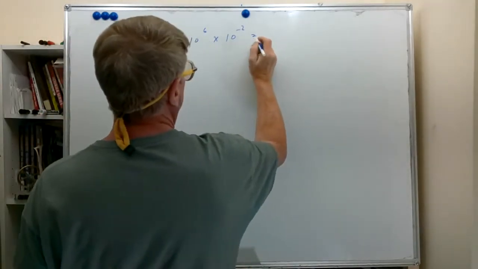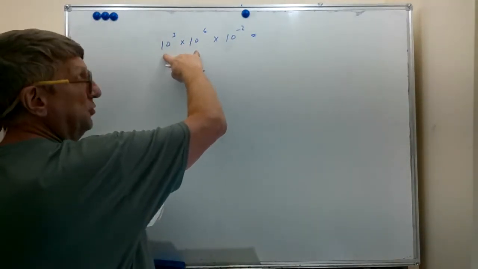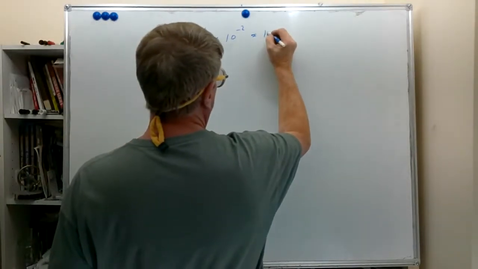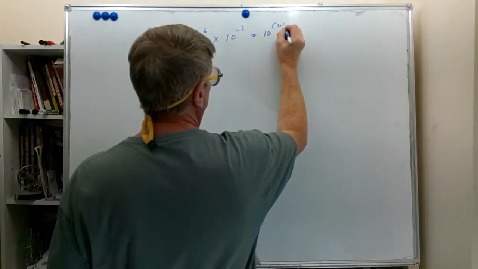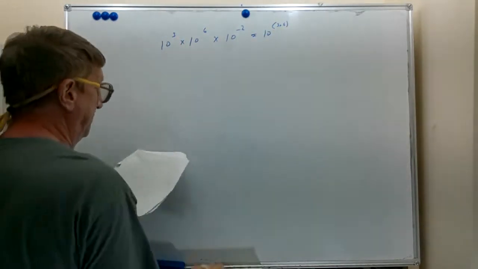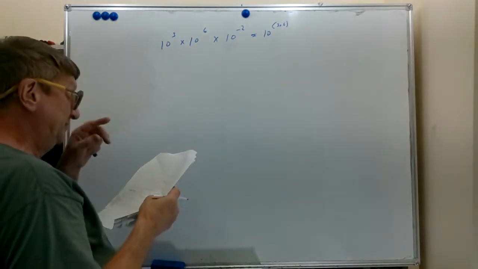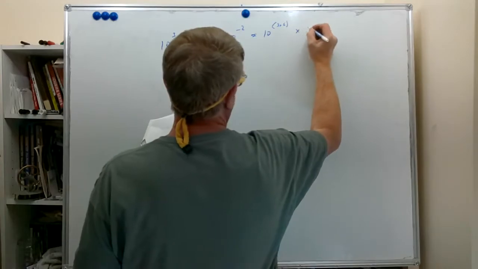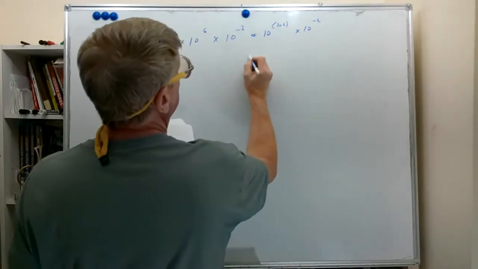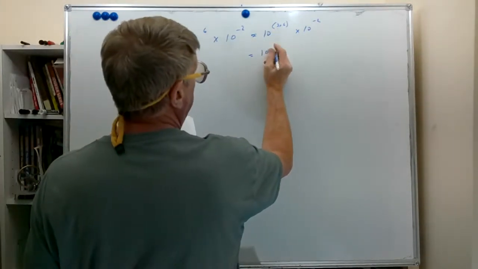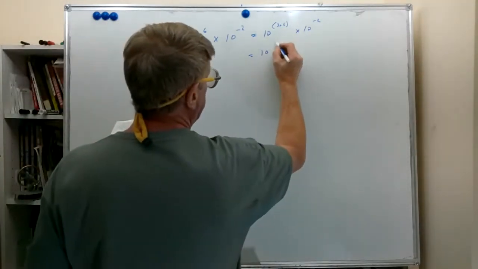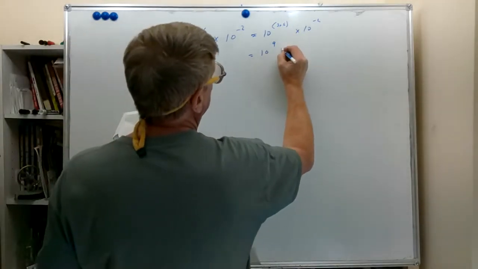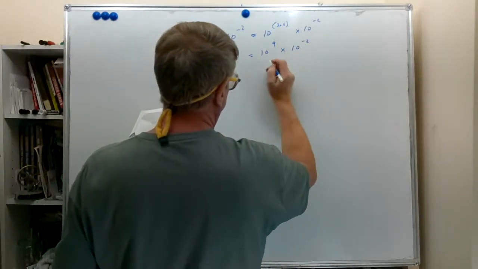First, we're going to take this piece. We're going to use the rule for multiplying positive exponents, which is we add the exponents. 3 plus 6, we'll put it up there in parentheses. And we're just going to continue with the 10 to the negative second. So now we have 10 to the 3 plus 6, which is 9, which takes care of this first part here, times 10 to the negative second.